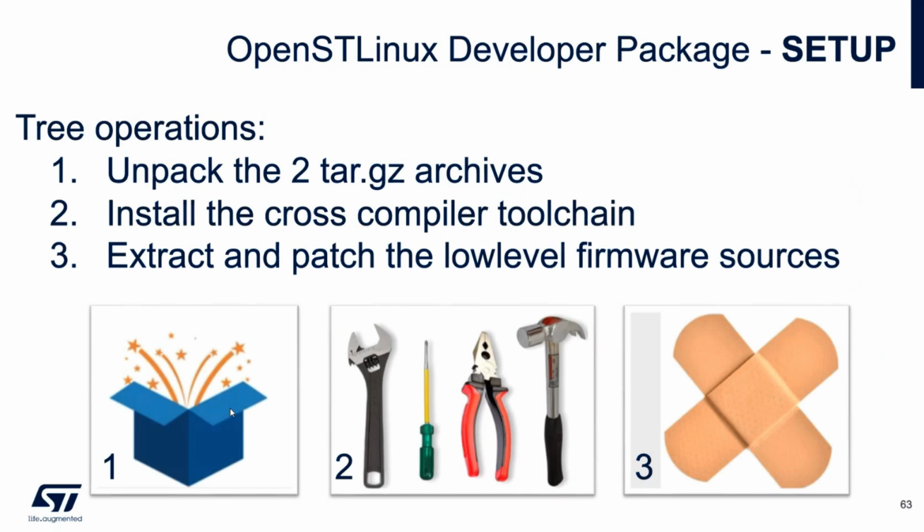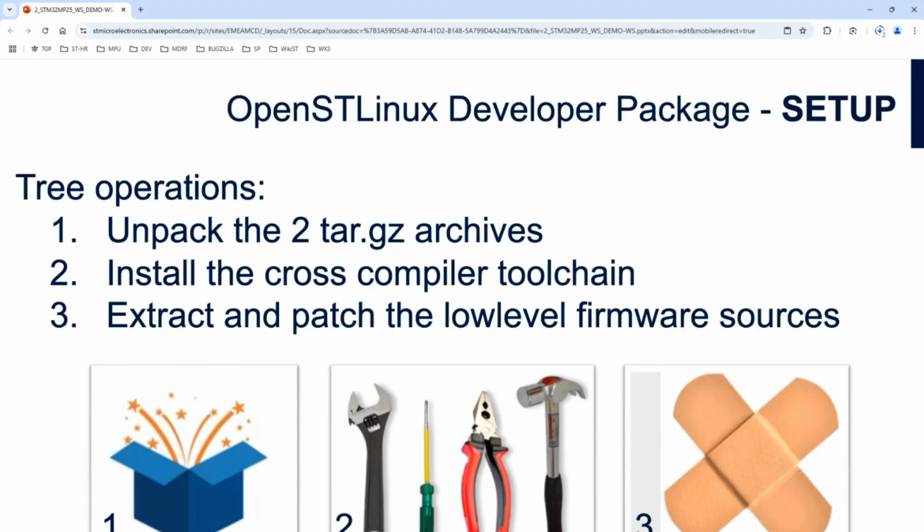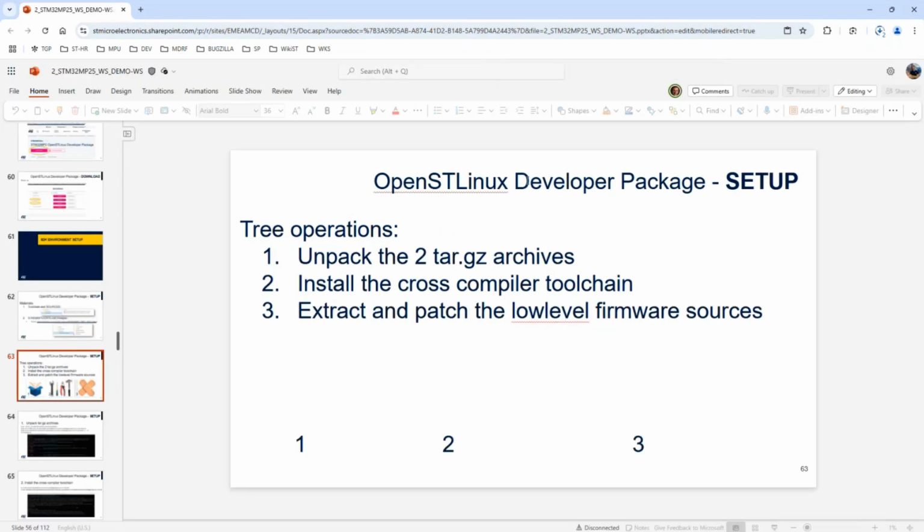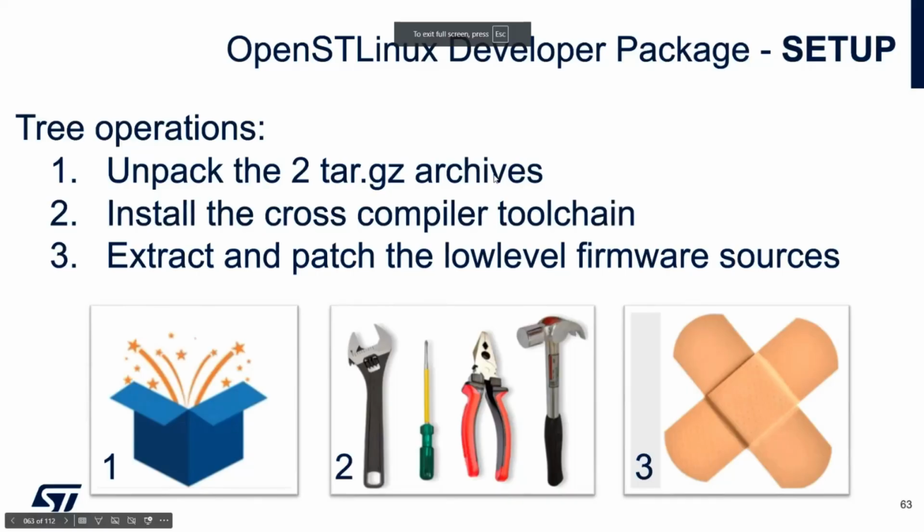So let's start. To use the developer package, first of all, we need to set up our environment. To set up the environment, 3 operations are required. Unpack the tar gz archives, install the cross compiler, extract and patch the low level component. Again, extract and patch the low level firmware sources.